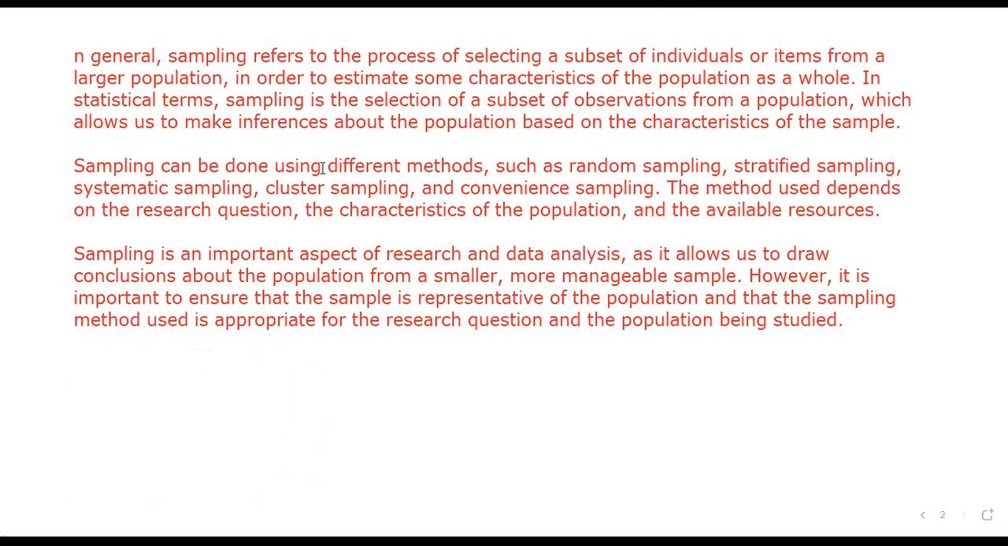So in statistical terms, we can simply say sampling is a selection of a subset of observations from a population, which allows us to make inferences about the total population based on the characteristics. So sampling can be done using different methods. There's simple random sampling, stratified sampling, cluster sampling, convenience sampling. Now, the method that you need to choose when you're sampling depends on the research questions and the characteristics.